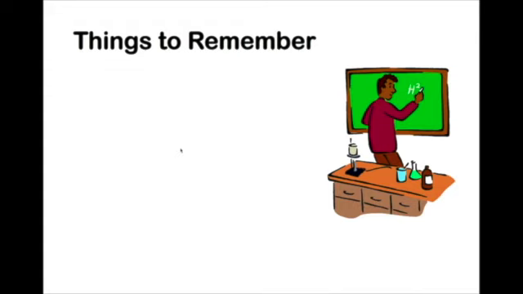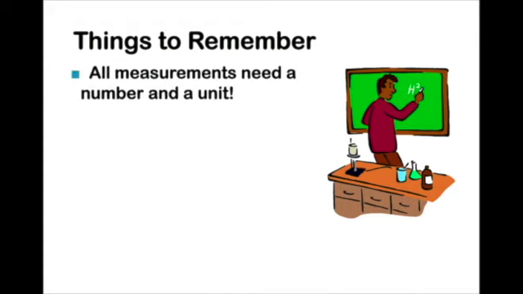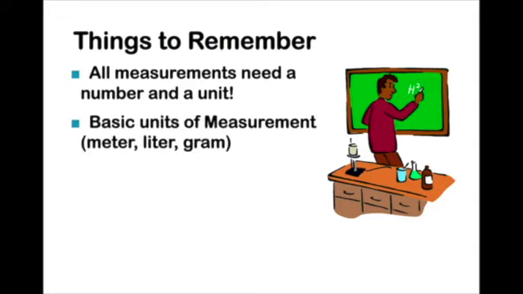So some things you need to remember. All measurements need a number and a unit. Units are so important because you could be talking about 1,000 meters of something, or you could be talking about how much time it takes. So there's no way to know what in the world you're talking about if you do not include a unit. Basic units of measurement, like we've said, are meter, liter, and gram.